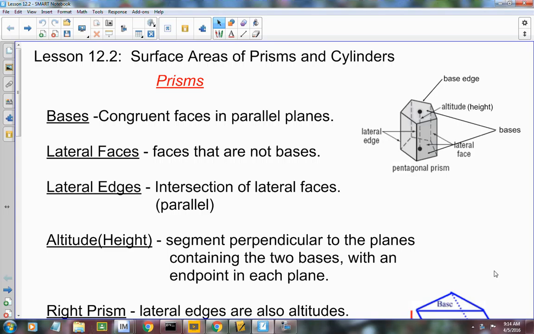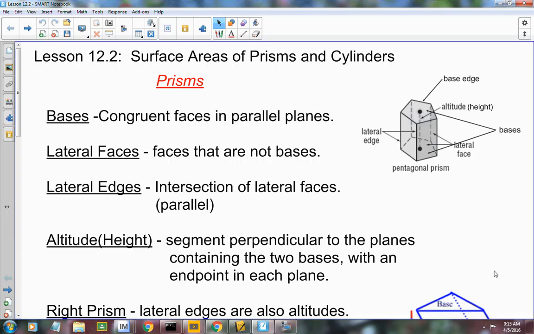Surface area is in square units because it's area. Volume is how much goes on the inside, if you were going to fill it up with grain or water or whatever. It's in cubic units. So surface area is in square units and volume is in cubic units. We're going to talk about surface area first.